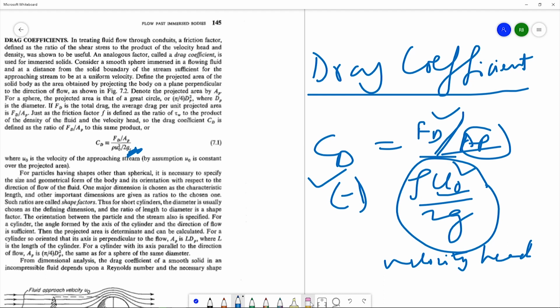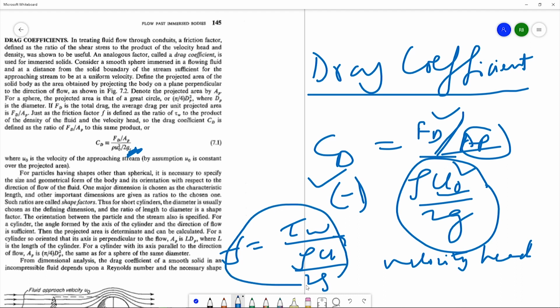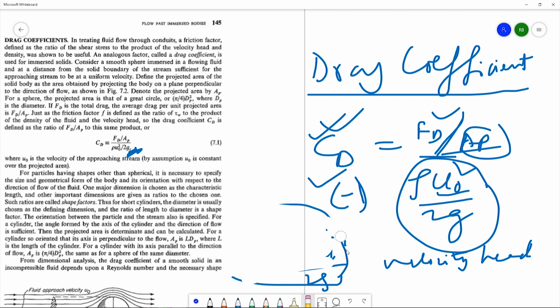If you have studied fluid mechanics, there the friction factor is also there. Friction factor F was defined as shear stress divided by rho U square by 2G. In a similar manner, this drag coefficient is defined. The friction factor is defined in fluid mechanics when the fluid is flowing through a pipe. So FD is the drag force. If you know the drag coefficient, you can calculate the drag force, and the rest will be given. So what is AP?